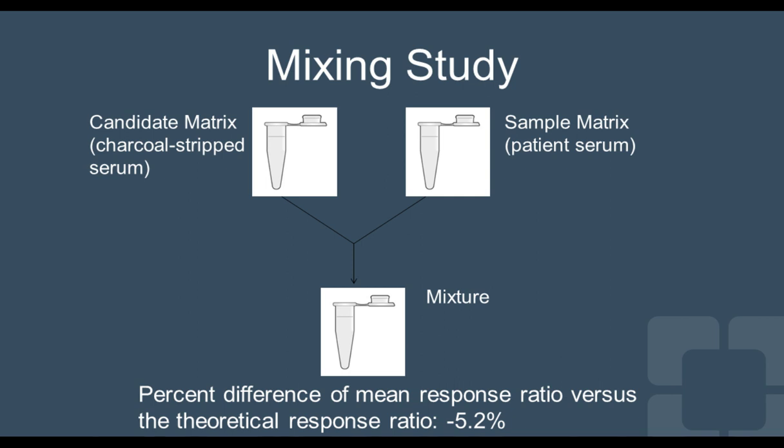Next, we have a mixing study. This is to determine a candidate matrix. We chose charcoal strip serum. This is commercially available and easy for us to obtain. We did mixing between our sample matrix, serum and plasma, and this charcoal strip serum with different levels of isobuconazole and different ratios of the mixture. The theoretical should match the experimental if the two matrices are equal. After the experiment was performed, the difference between the two was about 5%.